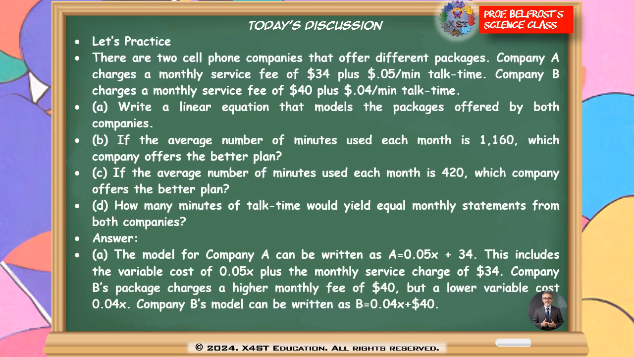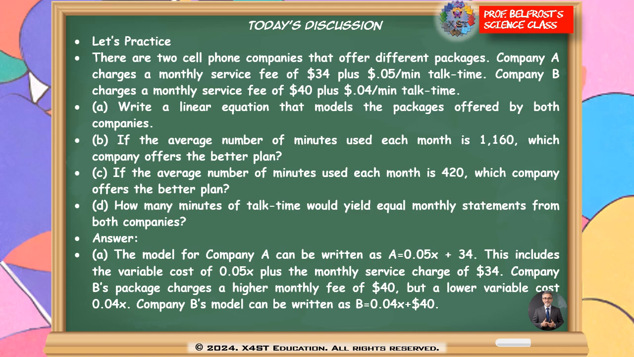Here is the second and our last problem for today. Say that there are two cell phone companies that offer different packages. Company A charges a monthly service fee of $34 plus $0.05 per minute of talk time, and company B charges a monthly service fee of $40 plus $0.04 per minute of talk time. The first point is to write a linear equation that models the packages offered by both companies.